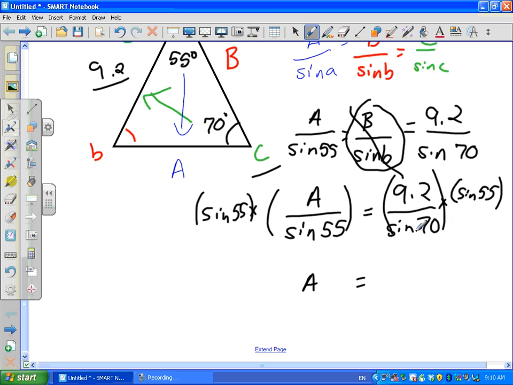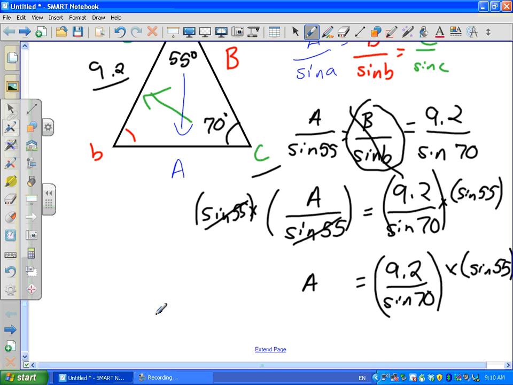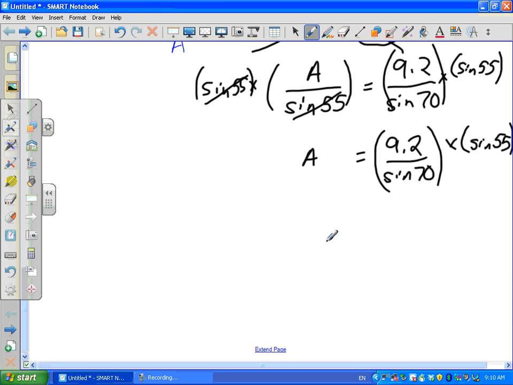Depends on the calculator. I'll come show you. Okay? So here, these two cancel out. We're left with just A. And on this side, I have 9.2 over sine 70 multiplied by sine 55. That did not show up. There you go. Okay? So the very next step is just working the calculator. I'm going to show you that right now.